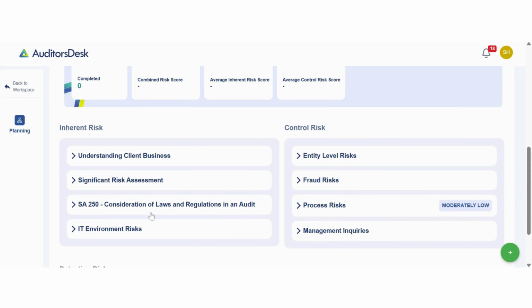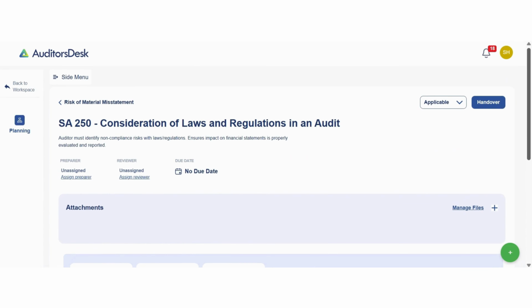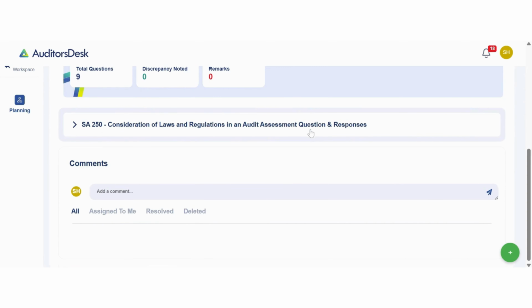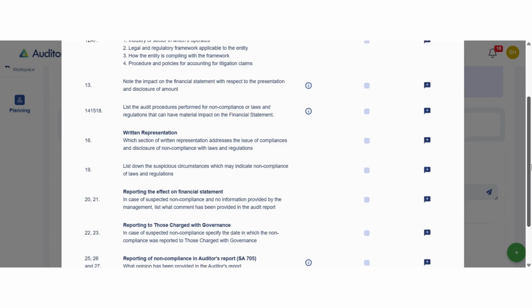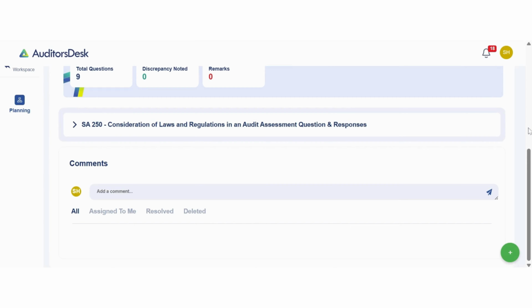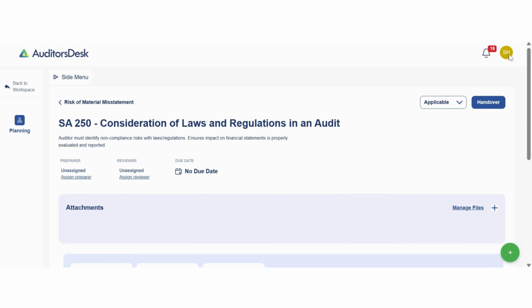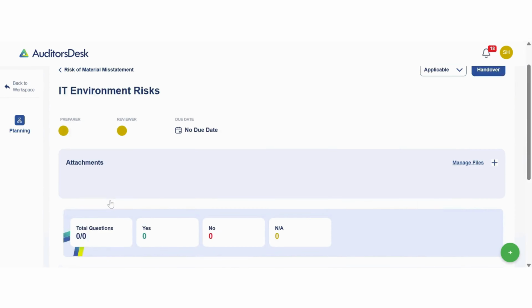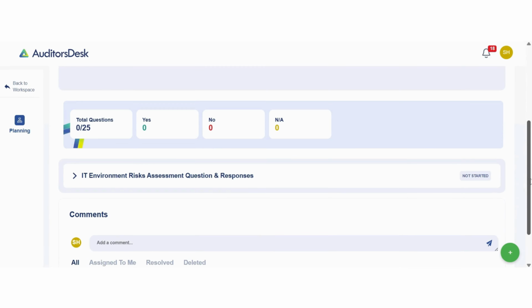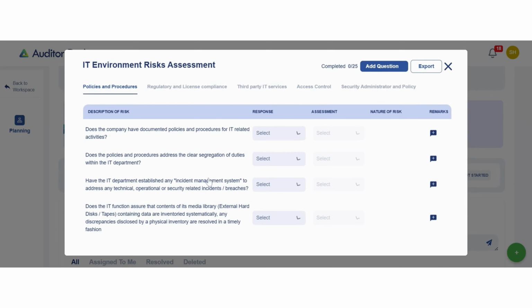SA 250, consideration of laws and regulations in an audit. This section addresses the auditor's responsibility under SA 250 and equivalent global standards to consider noncompliance with laws and regulations that could have a material impact on financial statements. Auditors document whether there are risks of regulatory noncompliance, e.g., tax laws, labor laws, environmental regulations, and assess their effect on inherent risk. It ensures that potential legal or regulatory breaches are factored into the risk assessment process.